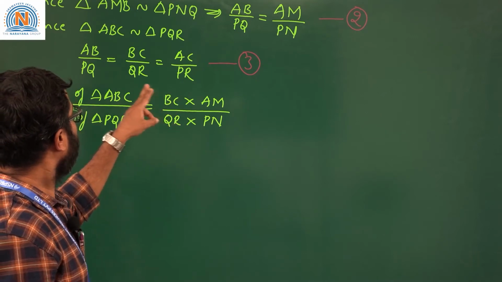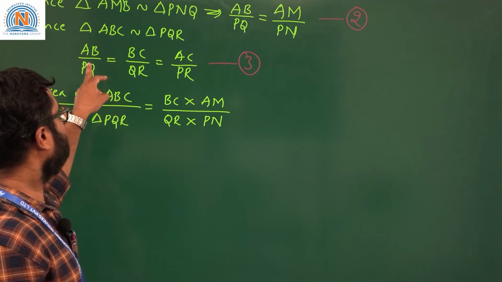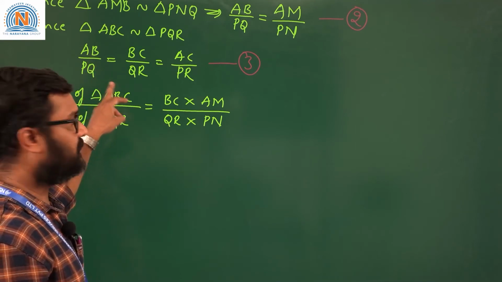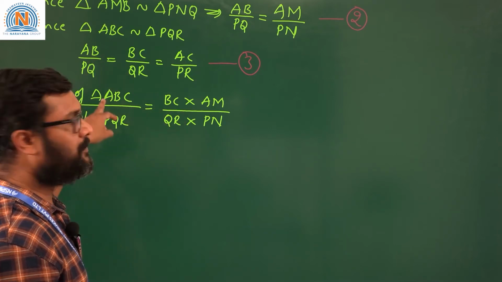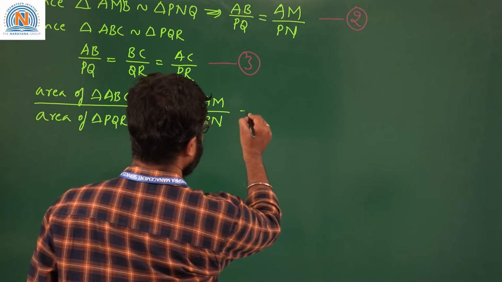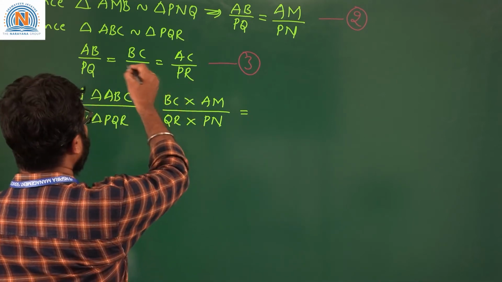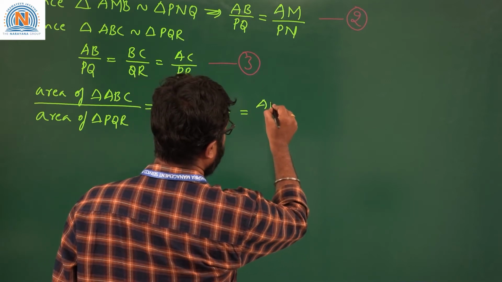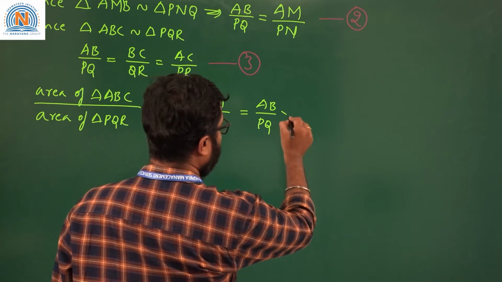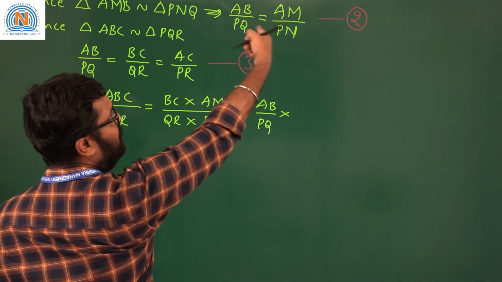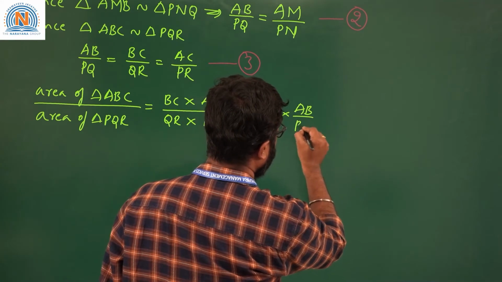Here also, if you observe, BC by QR is equal to what, children? AB by PQ, isn't it? So in place of BC by QR, I can substitute AB by PQ. So this is equal to, BC by QR is equal to AB by PQ, into AM by PN is equal to what, children? AB by PQ.